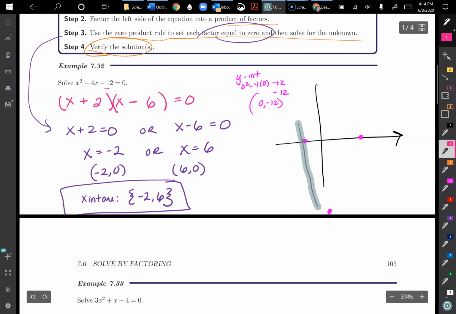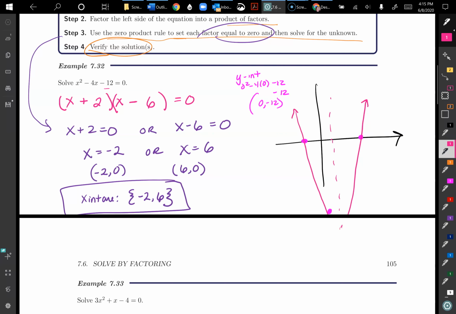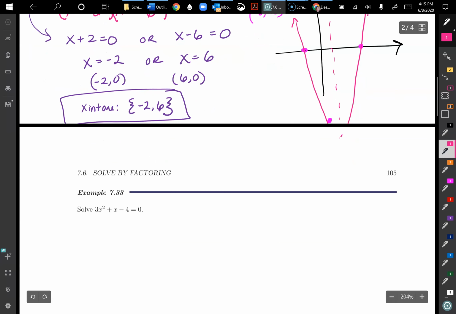I don't know what my vertex is offhand, but I could figure it out. I know the line of symmetry would be right smack in between these x-intercepts. A lot of times that's overlooked, but I didn't figure out the corresponding y. We learned that in Math 99, so I'm not even going to worry about that, but it would look something like that. Just to give you a scope of that, you'll learn more in Math 99 for sure.